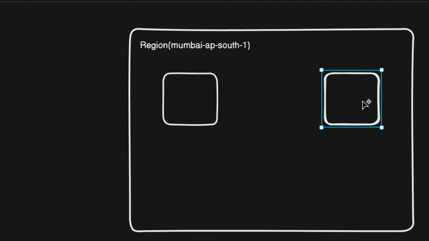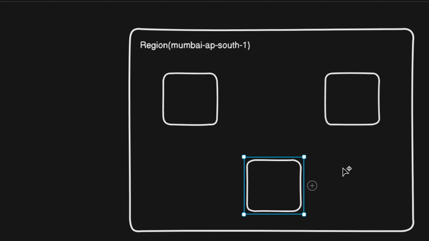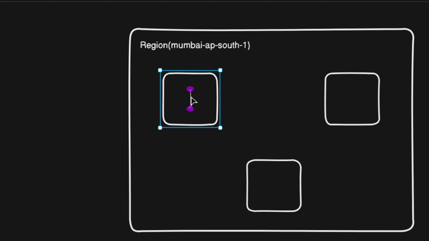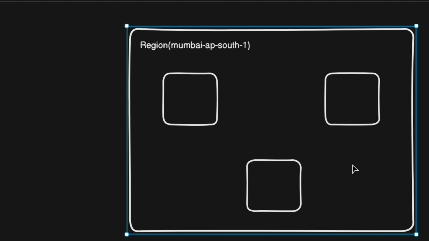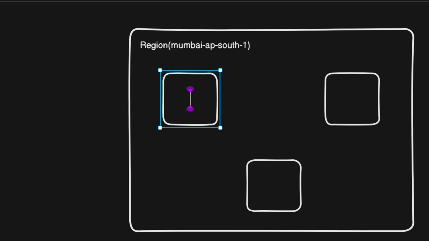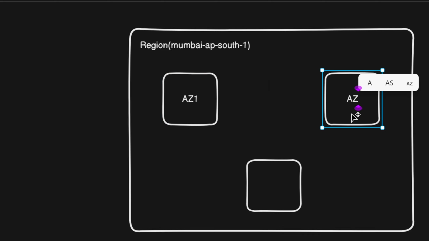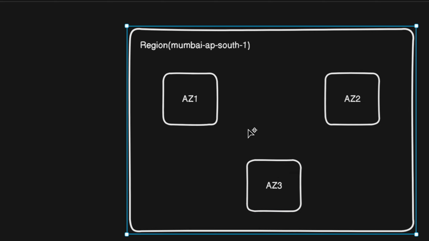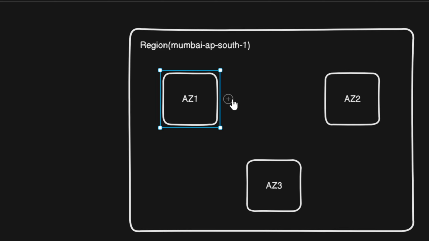So like this, three availability zones, for disaster, if any disaster happens. So this is AP South 1A, 1B, and 1C. So we can call them AZ1, AZ2, and availability zone 3. All are interconnected with each other.